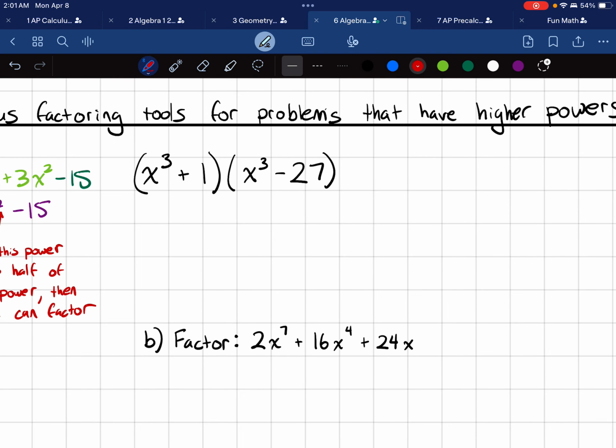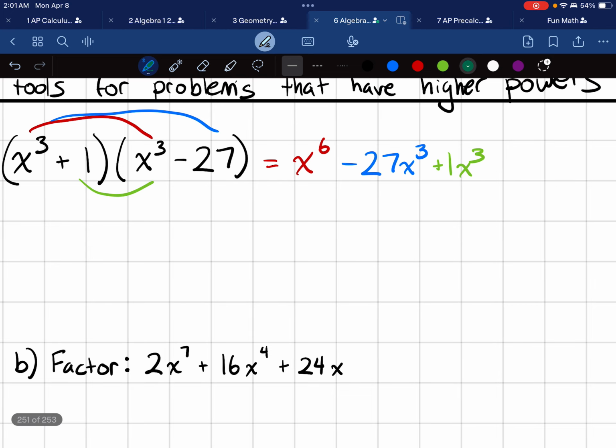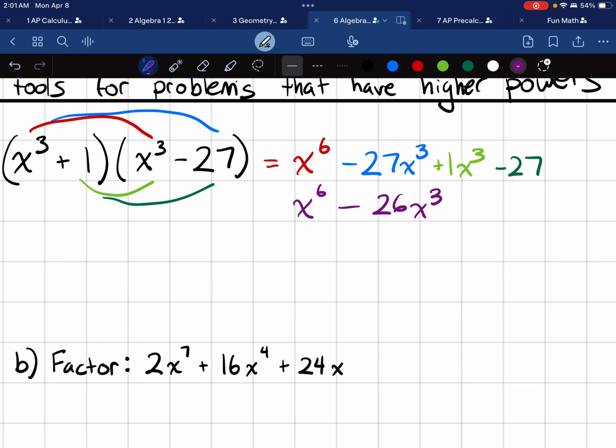Again, I'll show you a different case, and I'll show you what to be careful of. Let's go ahead and multiply. X cubed times x cubed is x to the power of 6. Again, you add power plus power to get 6. I'm going to do x to the power of 3 times negative 27, negative 27x to the power of 3. Keep multiplying through. 1 times x cubed is plus 1x cubed. And 1 times negative 27 gives me negative 27. Combine like terms, I get x to the power of 6 minus 26x to the power of 3 minus 27. And again, this power is half of this power, therefore we can go backwards from here to here.